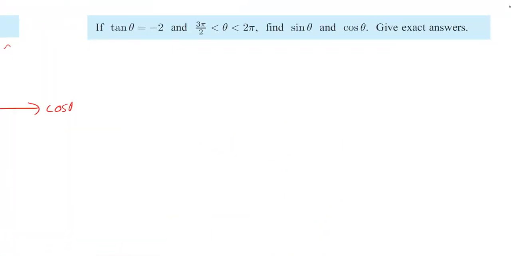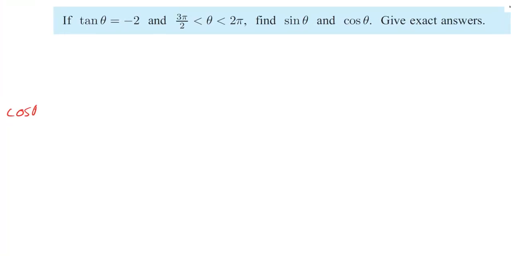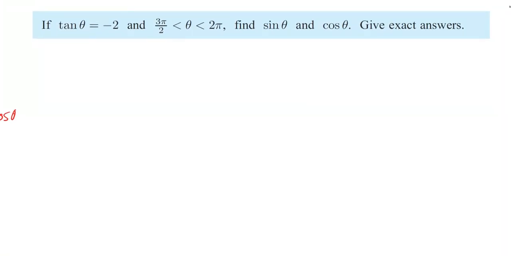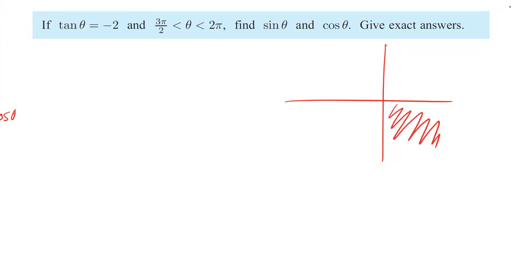On to the final example now. This one is even harder again, unfortunately for us. Tan theta equals minus 2. We're given a boundary as well. So find sine theta and cosine theta. Now, perhaps before we get started, we can think about what these values are going to take, the sine theta and cosine theta. Are they going to be positive or negative? And if we have this boundary between 3 pi over 2 and 2 pi, then we're talking about this particular quadrant here on the unit circle.